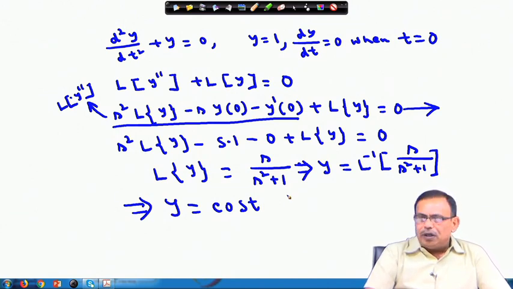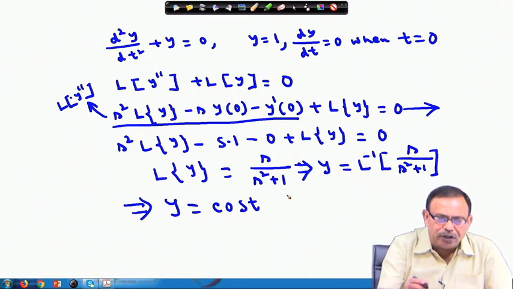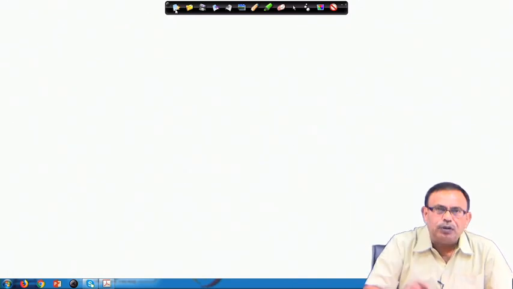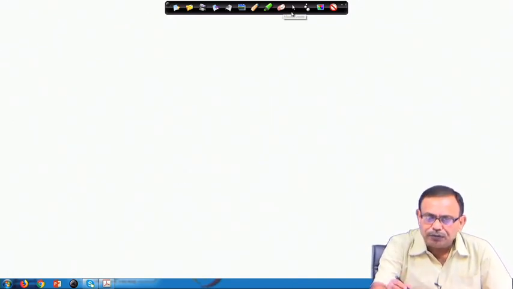Once I do this, I will obtain one algebraic equation of the form Laplace transform of y equals some function of s, and from there I can find y equals Laplace inverse of that function of s. By evaluating the Laplace inverse, I can obtain the solution, that is, y equals some function of t. So, this is the basic mechanism we use over here.